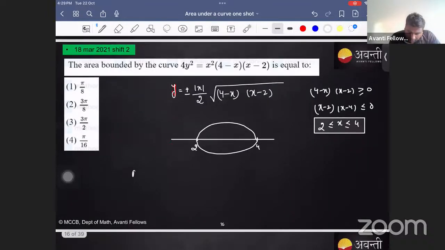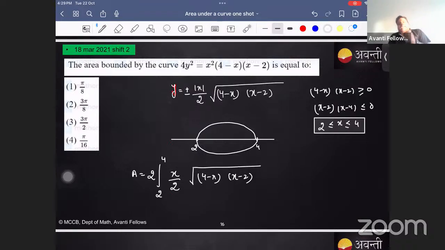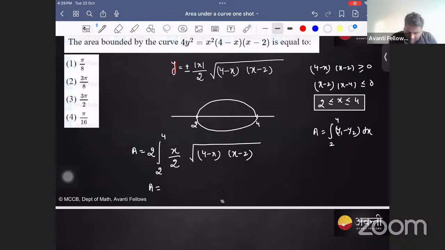So the area that you are going to find is integral 2 to 4 of x upon 2 under root of (4 minus x)(x minus 2). This will be the area above the x-axis, and then you make twice of that. That will cover the area below the x-axis also. This is basically area of y1 minus y2 dx between 2 to 4. y1 is the positive curve, y2 is the negative curve. So if I subtract them, I get twice. Am I clear? So this area is basically integral between 2 to 4 of x under root (4 minus x)(x minus 2).